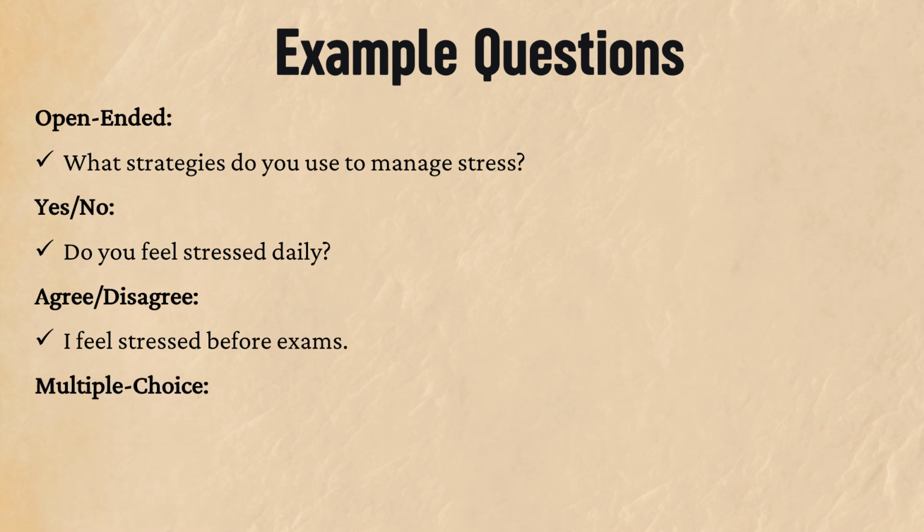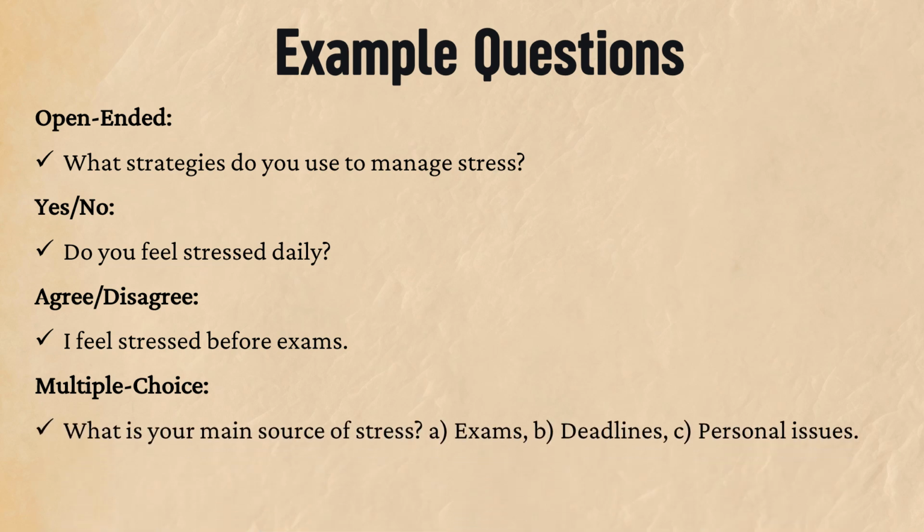And for the last type, a multiple choice question might be, what is your main source of stress? Is it exams? Is it meeting deadlines or personal issues? The person will select A, B, or C. So make sure to include all these 4 types of questions in your survey questionnaire.